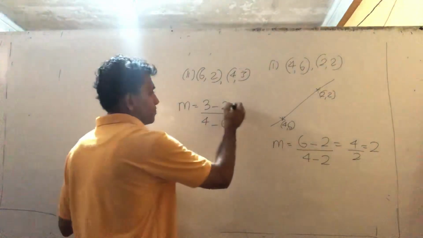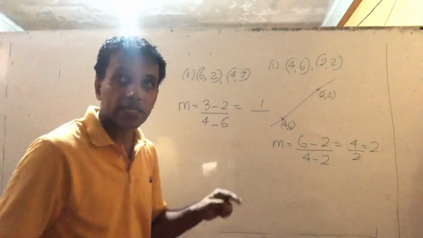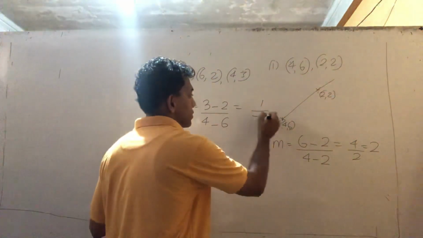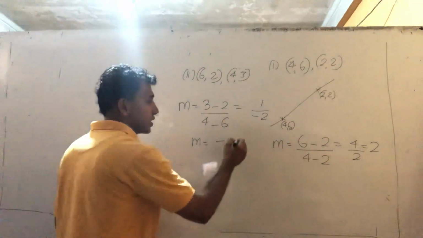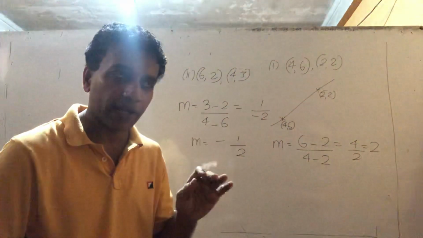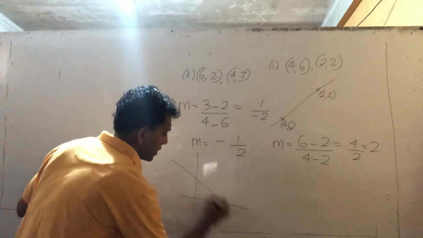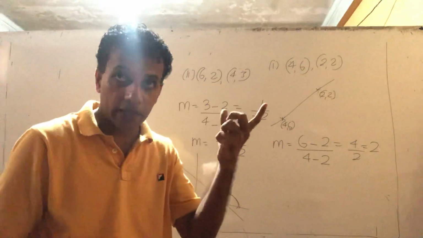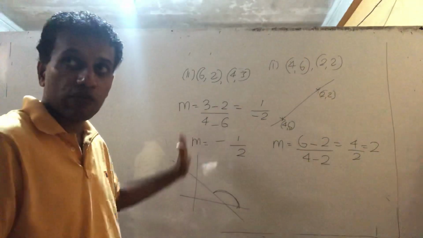The answer: 3 minus 2 is 1, over 4 minus 6. Don't say minus 2 wrongly; 4 minus 6 is minus 2, right? So m equals 1 over minus 2, with the minus in front of the half. Negative gradient. What happened? Negative gradient. If you draw, the graph makes an obtuse angle, maybe like this. If negative, that also you learned in grade 9. Gradient becomes negative, obtuse angle with the positive direction of the x-axis.